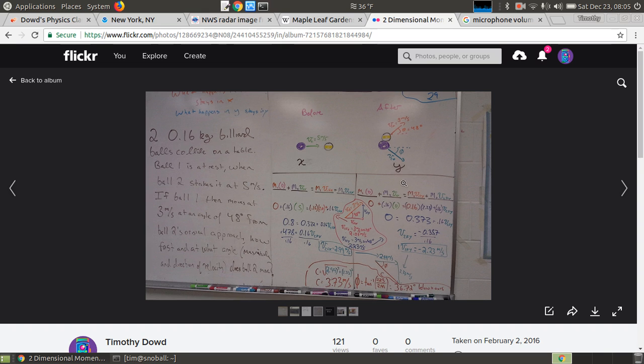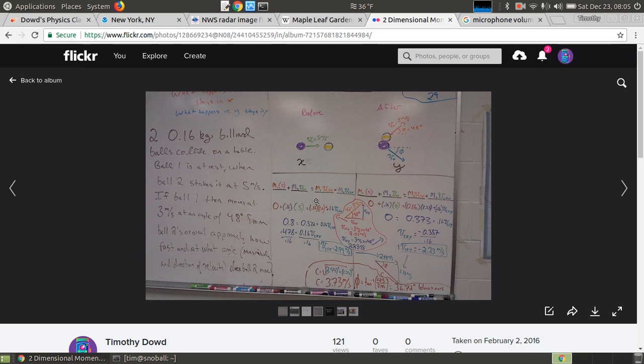Well, just like we did with forces, what happens in x stays in x, what happens in y stays in y. We have one momentum problem for x, we have one for y. Notice there were two balls before and two after. So we have a term for each ball before and after. And we have that for x and for y.